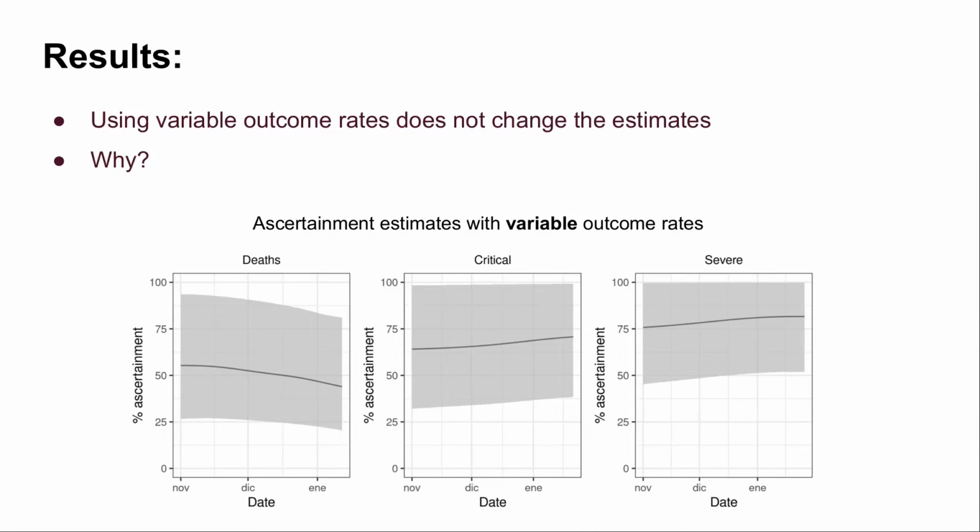Now, we show the percentages of ascertained infections estimated with variable outcome rates. Interestingly, we see that the results do not change much compared to the fixed outcome rates. This is contrary to our expectation that considering variable outcome rates should improve the estimations. Therefore, we wonder what may be the explanation for this lack of an effect.